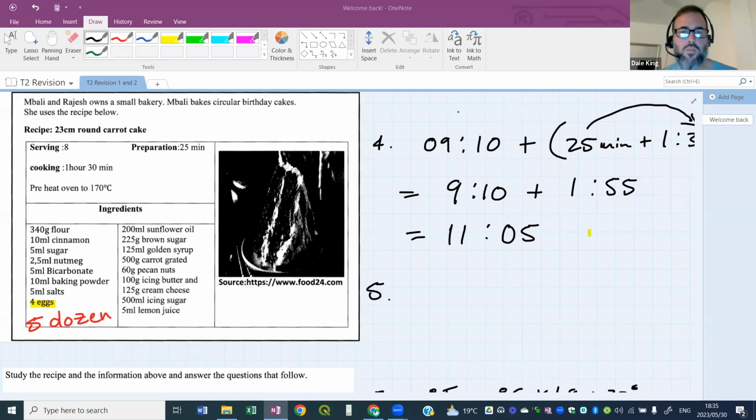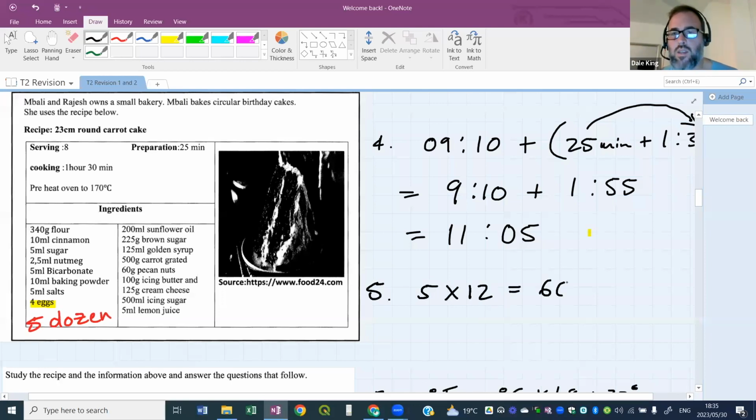Okay, Katlejo with some calculations there. All right, there we go, Katlejo. All right, just like Katlejo was saying, let's work out how many eggs she has. She's got 5 dozen. A dozen is 12. So we're going to say 5 times 12. We don't need a calculator for that. That is 60 eggs.